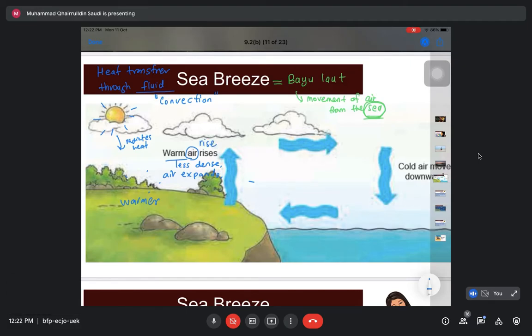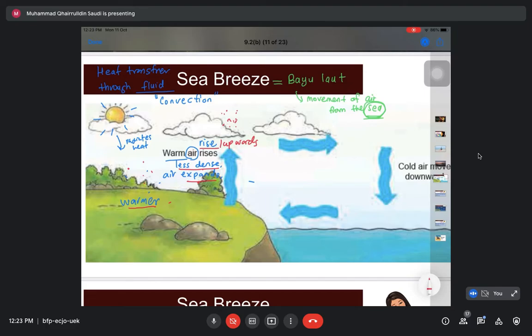Okay, this is what we have learned before as well. Okay, when the fluid becomes warmer, it expands. Okay, this is the key word. Okay, it expands. When it becomes warmer, it expands and become less dense, and it will go upwards. So when the sun radiates heat, the heat on the land becomes warmer and it expands, become less dense, and it will go upwards. Okay, dia menjadi lebih ringan, menjadi lebih kurang tumpat dan dia akan naik ke atas. Udara panas naik ke atas.